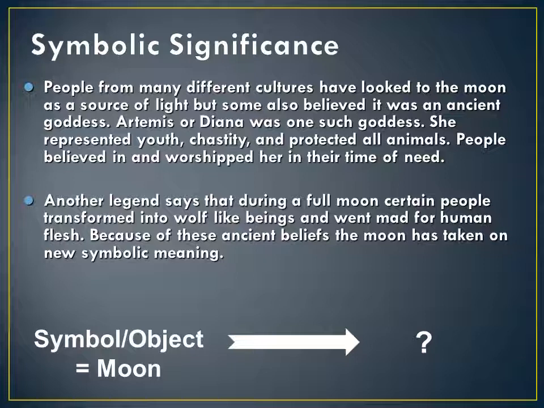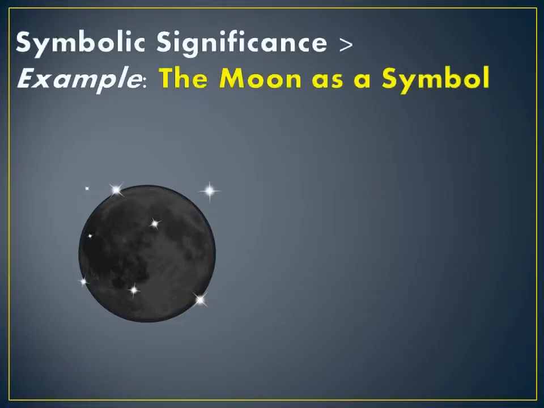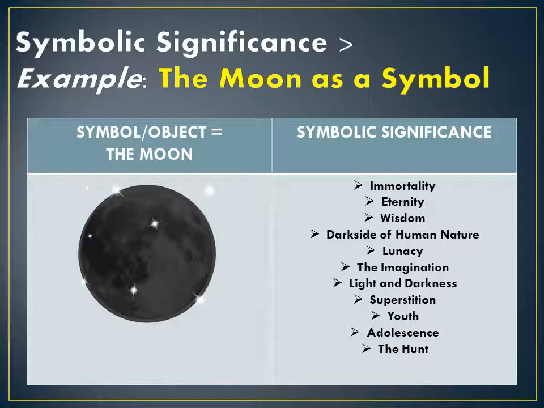So let's do a turn and talk. Let's think very carefully, what does the moon represent to us? And what helped us make those connections in our mind? The moon can represent a lot of things. There's a lot of symbolic significance there. Immortality, eternity, wisdom, the dark side of human nature, lunacy, the imagination, or it just could be light and darkness, superstition, youth, adolescence, or the hunt.